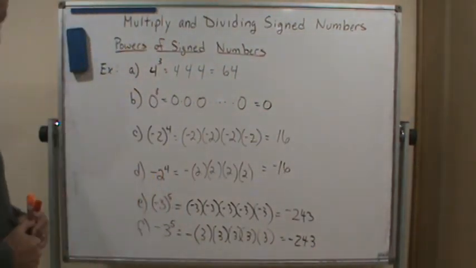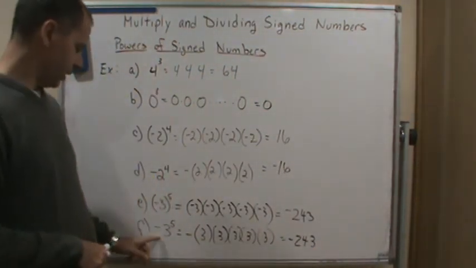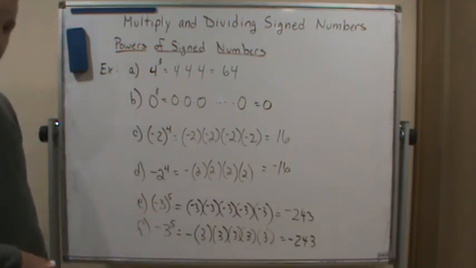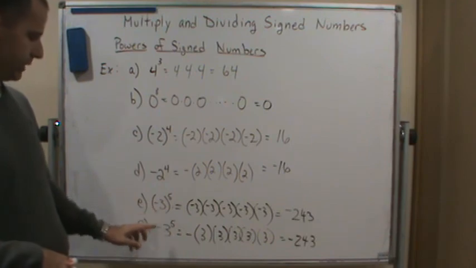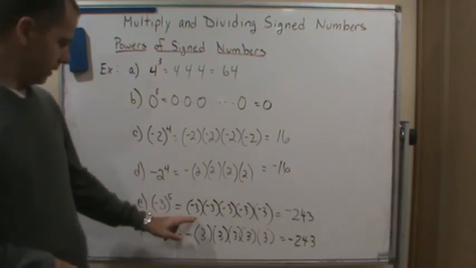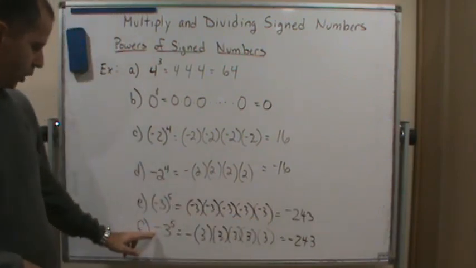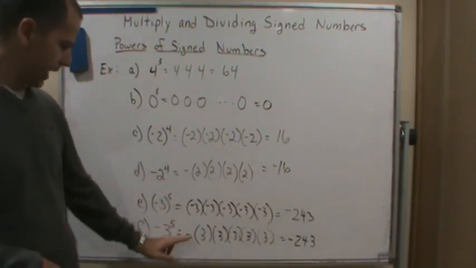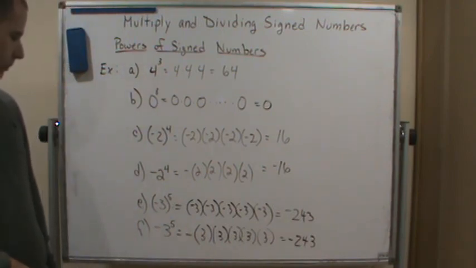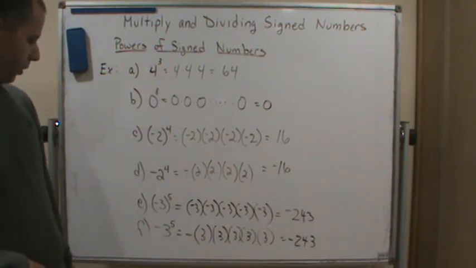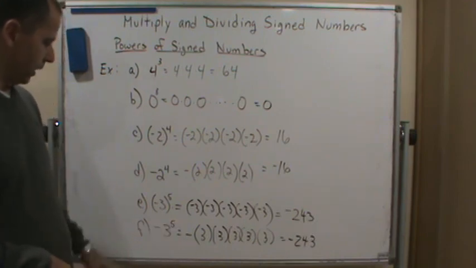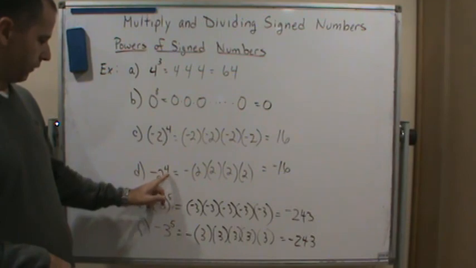So in this case, you end up with the same answer, but please don't let that fool you, okay? Treat these the way they're supposed to be treated. If there's parentheses, then it's this way. If there's no parentheses, the negative sign is outside the power, okay? So in other words, you can look at this as the opposite of 3 to the fifth power. This is the opposite of 2 to the fourth power.